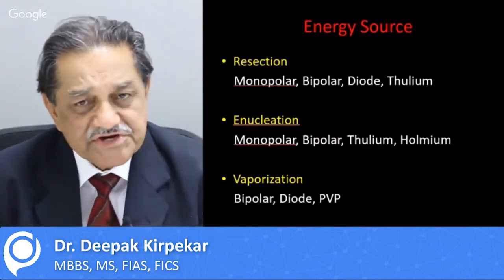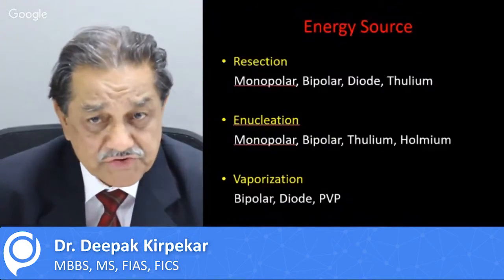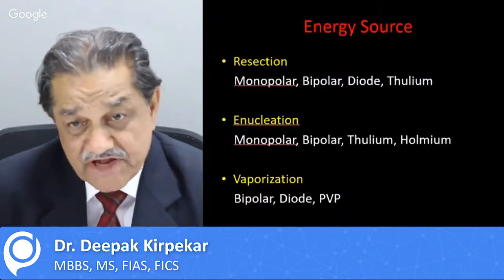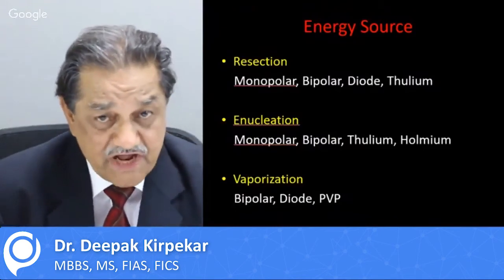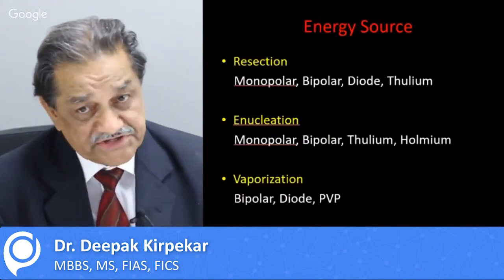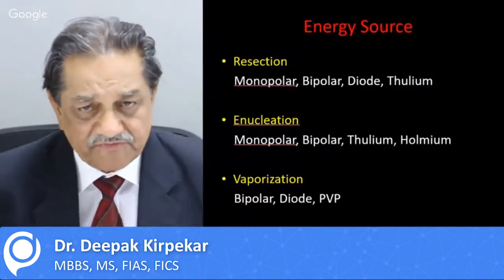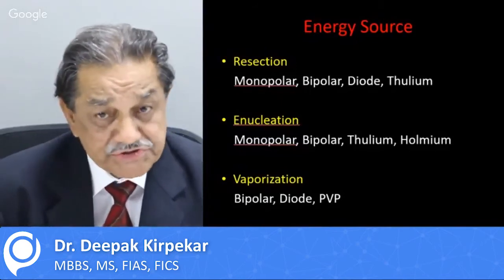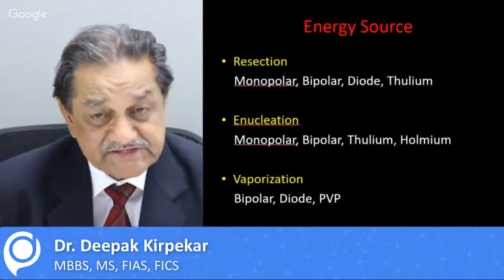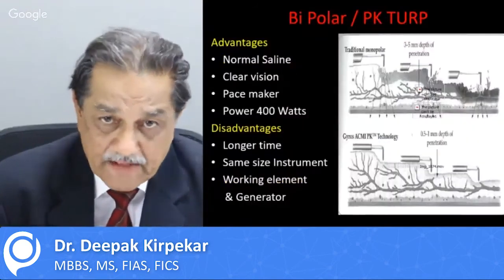We have a number of energies, and resection can be done with monopolar, bipolar, diode, thulium. Enucleation can be done with the same energy, with holmium added to it. Vaporization cannot be done with monopolar, but all other energies can be used. There are a number of papers and RCTs available of different combinations of all these, but I'm afraid they are all short-term results, and they are not standardized and haphazard.